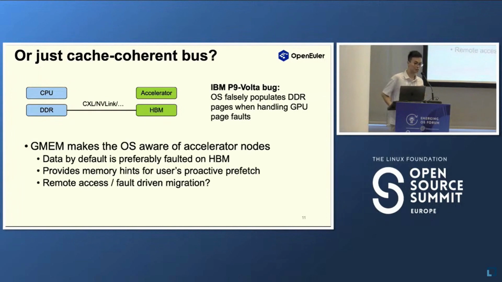And GMEM would act differently because it makes the operating system aware of the accelerator nodes. So your NUMA nodes are not the same. It's not like all DDR and all GPU nodes are the same. So data by default will preferably be faulted on the GPU node, and it will provide memory hints so that the user can proactively prefetch their data. And lastly, GMEM will allow the user to decide between remote access or fault-driven migration.